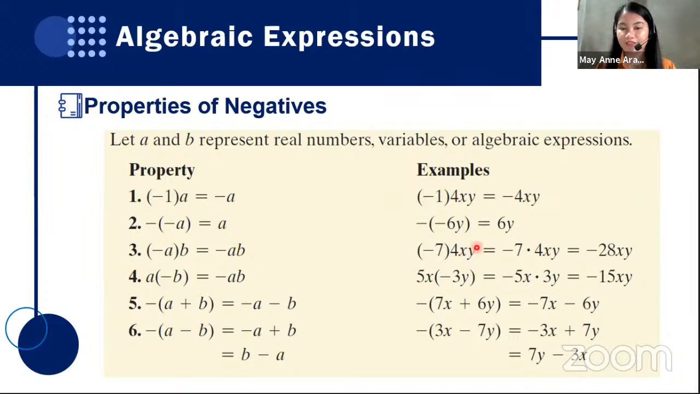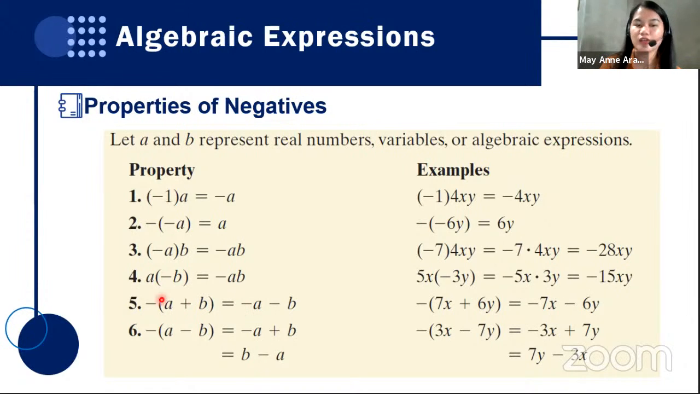For example, we have negative 7 times 4xy. Just multiply the constants. Negative 7 times 4 is negative 28, and just copy the variables, so you have xy. For this, ito naman, negative lang yung b. So you have 5x times negative 3y. Multiply the constants: 5 times negative 3 is negative 15. Just multiply the variables, x times y, so you have xy. The final answer here is negative 15xy.